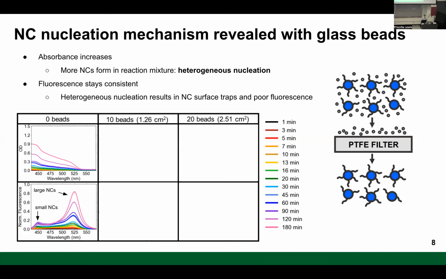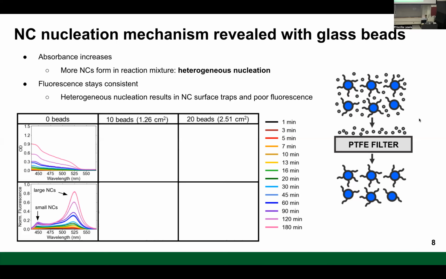We also decided to use this PTFE or Teflon filter. It's really great at filtering precursors out of solution and does not select for the passivity, or how well our nanocrystals are passivated by these organic ligands. So we start with this zero bead synthesis. We can see a pretty distinct population of larger nanocrystals at around 525 nanometers. And we see another significant population of small nanocrystals at 450 nanometers.